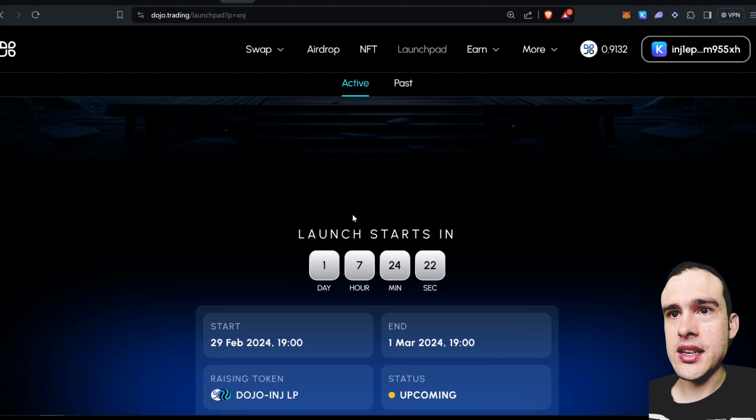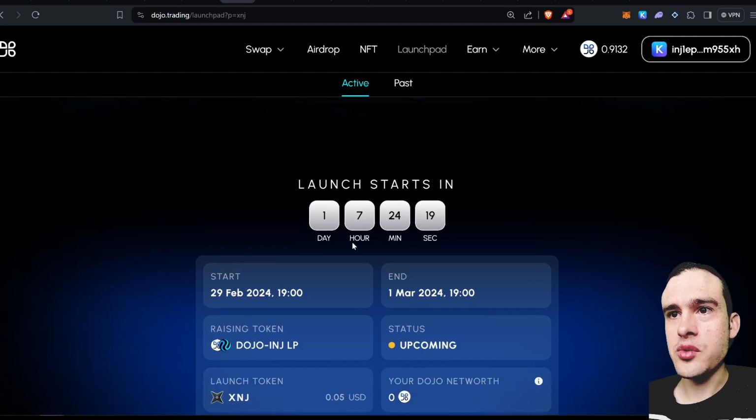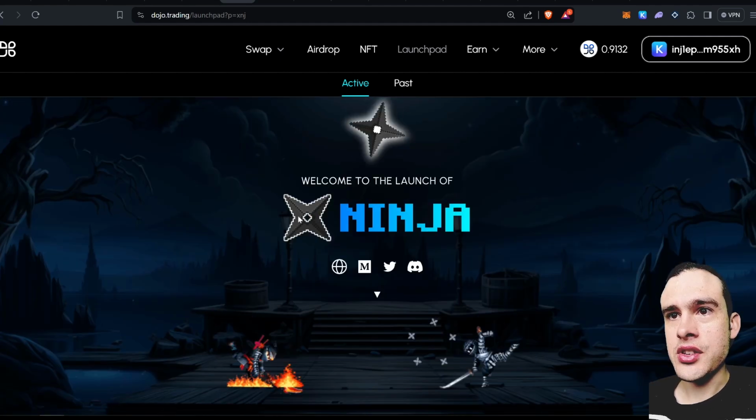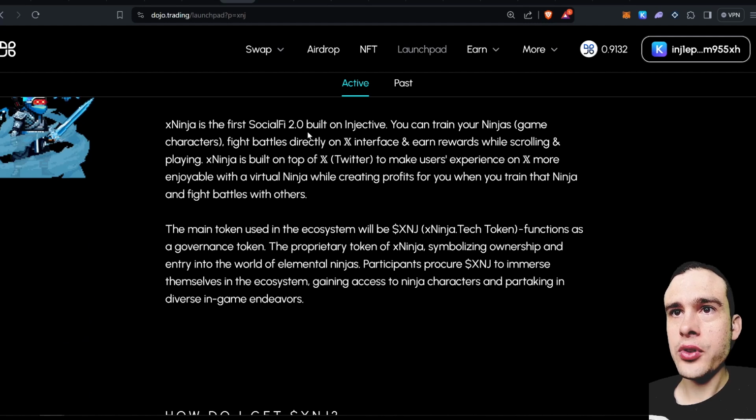So this is a game token, and this will launch in 1 day and 7 hours as of the time of recording. But this is X-Ninja, and it's a SocialFi 2.0 project built on Injective. You can train your ninja character, fight battles directly on the X interface, and earn rewards while scrolling and playing. I think it's kind of cool. So it uses X or Twitter, and maybe it will use Out if that gets built out, which I'll show you later in the video.